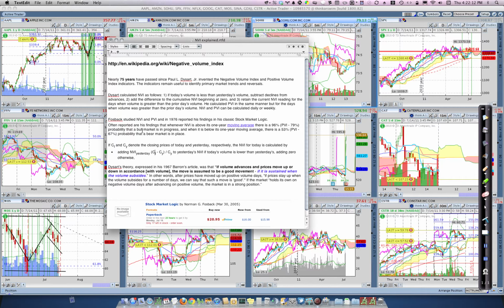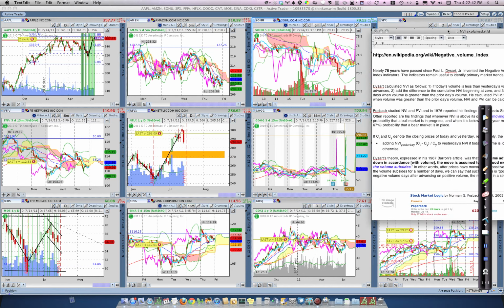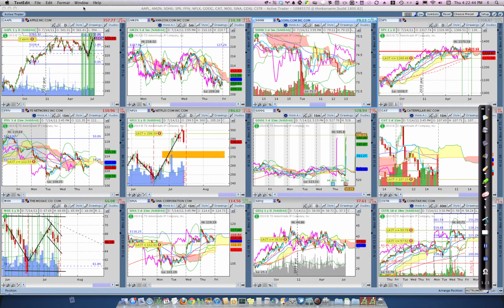Now, the reason that one is more accurate than the other is that on low volume days, it's presumed that those are the days when smart money is making buys and sells. On heavy volume days, whether they be up days or down days, that's when the crowd is buying and selling. And the data that's generated on crowd buying and selling days, positive volume days, is found to be not as reliable as negative volume days, or days when the volume is less than the preceding day.